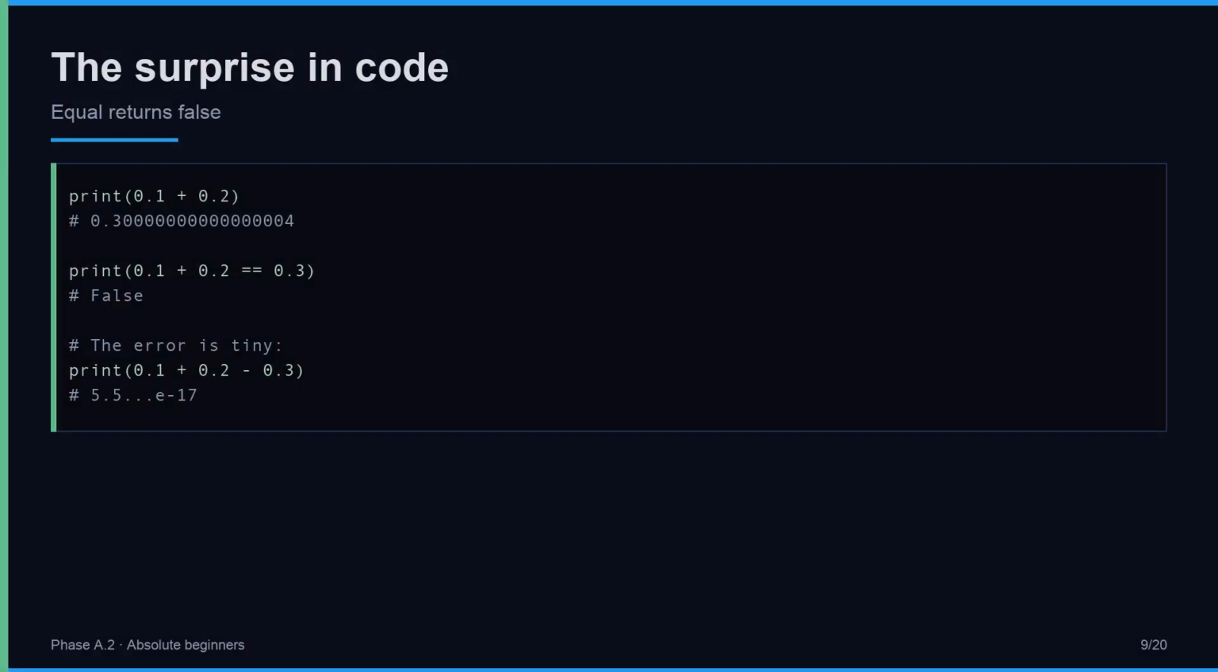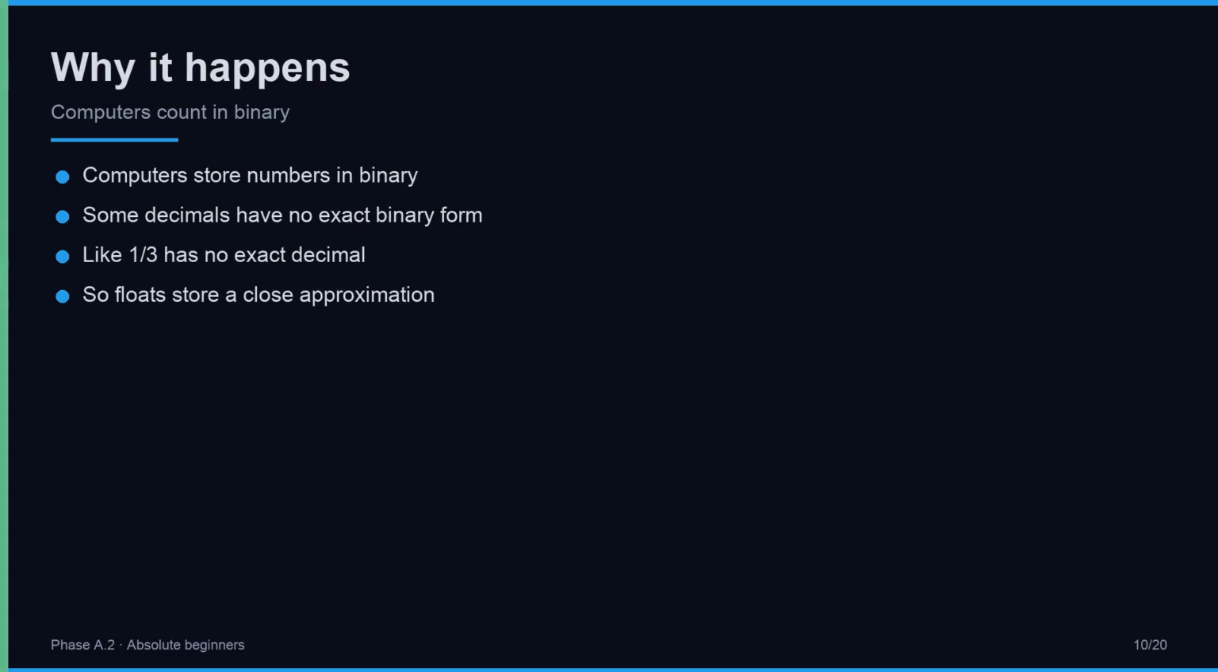We print 0.1 plus 0.2, and out comes 0.30000000000000004. When we ask, is that equal to 0.3, Python says false. The difference is about 5 times 10 to the minus 17th, unimaginably small, but not 0. This is the single most important thing to know about floats. Never trust them to be exactly equal after arithmetic. Compare with care, or use rounding. Equal returns false. Why does this happen?